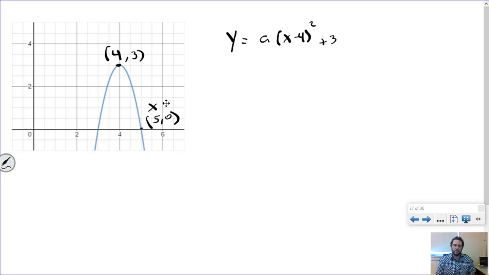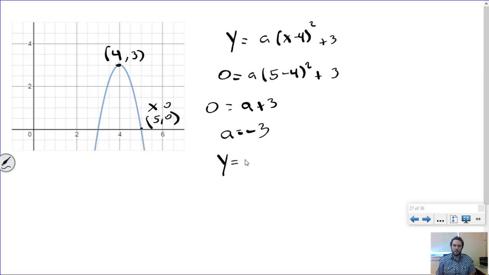Since x is 5 and y is 0, we plug them into our equation. So we say y is 0. We don't know a, so we're going to leave it as an a, and we say x is 5 minus 4 squared plus 3. Then we go through the math, using order of operations. 5 minus 4 is 1, and 1 squared is 1, and 1 times a is a, plus 3 is going to be equal to 0. When I move the 3 to the other side, it becomes negative, and I get a is equal to -3. So my new equation is y equals -3 times (x minus 4) squared plus 3.